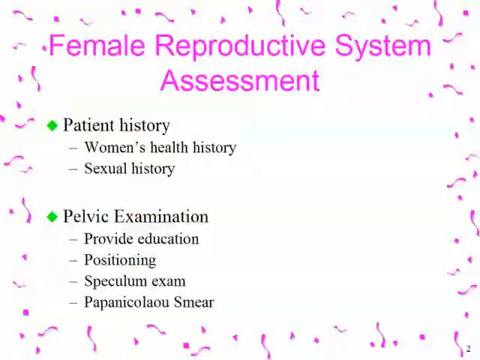Typically, an annual breast and pelvic exam is recommended for clients that are over the age of 21 years or when clients become sexually active. And please refer to your textbook for diagnostic tests of the female reproductive system.